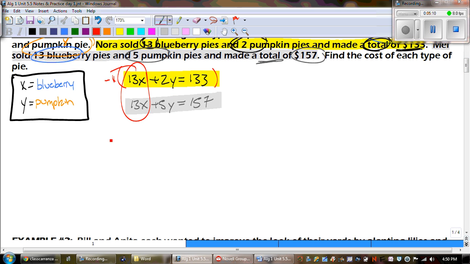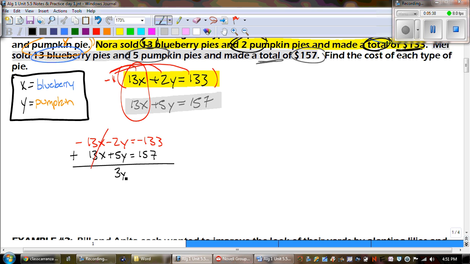When I multiply by negative one, I get negative 13x minus 2y equals negative 133. And now my second equation, my gray equation, I'm just going to keep the same. We're going to add these up. Our x's cancel. Negative 2 plus 5 gives us 3y. And then negative 133 plus 157 gives us 24. Now, is the y by itself? No. We need to divide, and then we get that y equals 8.